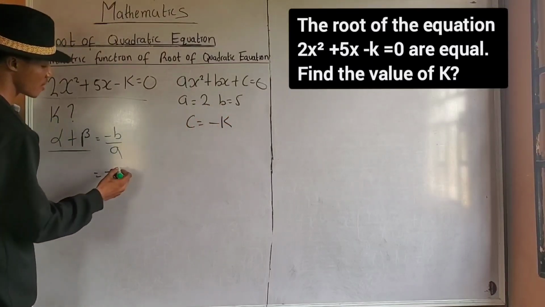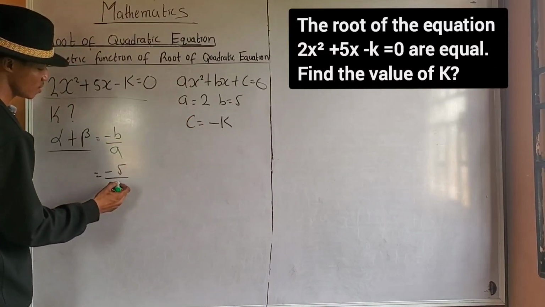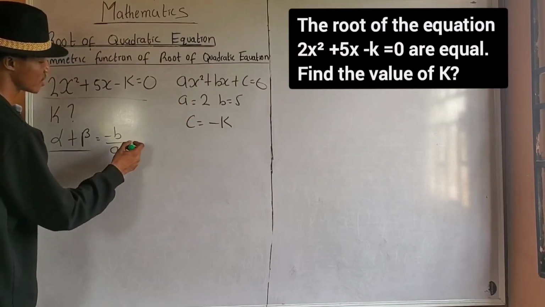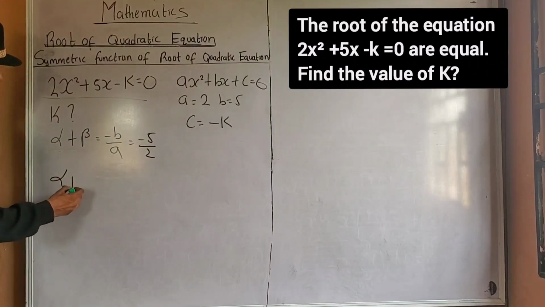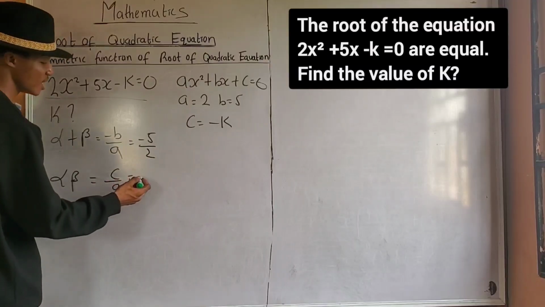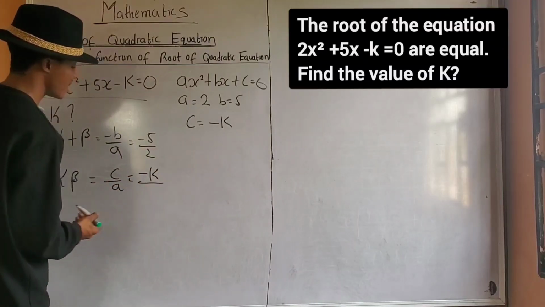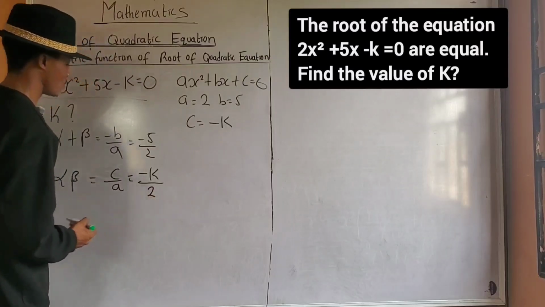Okay. Now, the sum of root, which is alpha plus beta, is minus b. B is 5, so I'm going to have minus 5 all over a. A is 2, so I'm going to have minus 5 over 2. Let me put it at the front. Minus 5 over 2. Now, the product of root, alpha beta, will be equal to c over a. C is negative k, so I'm going to have negative k all over a. A is what? 2, so I'm going to have negative k over 2.